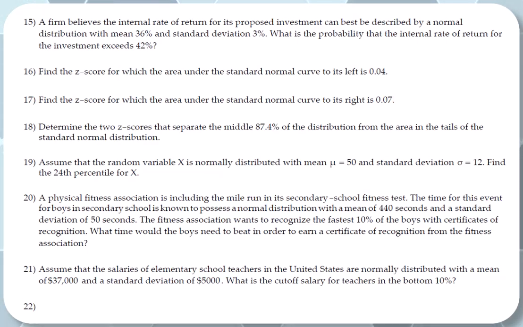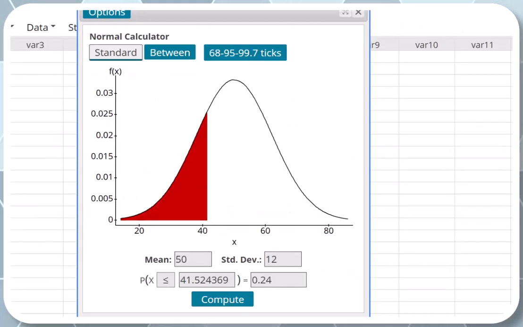Remember, this is a race, and fastest doesn't mean an area to the right. It means an area to the left, because the less the time, the better. The less time you take to do the run, the better. So the 10% is going to be an area to the left. Okay, and let me show you how you do that.